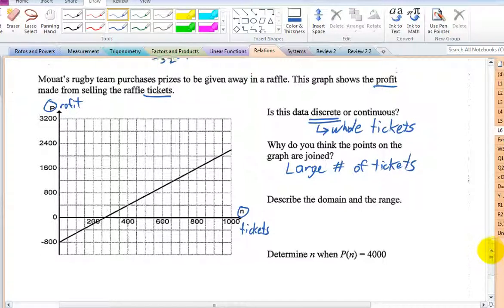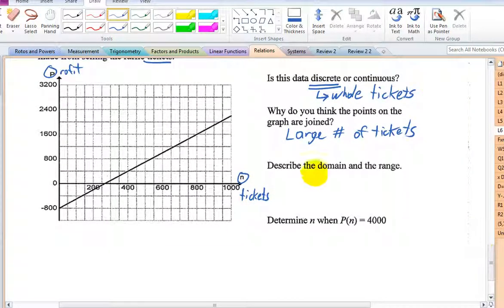Describe the domain and the range. What's your domain? What would be your domain? 0, 1, 2, 3, continuous. So what you can say for the domain is that x is greater than or equal to 0, but it has to be whole numbers.